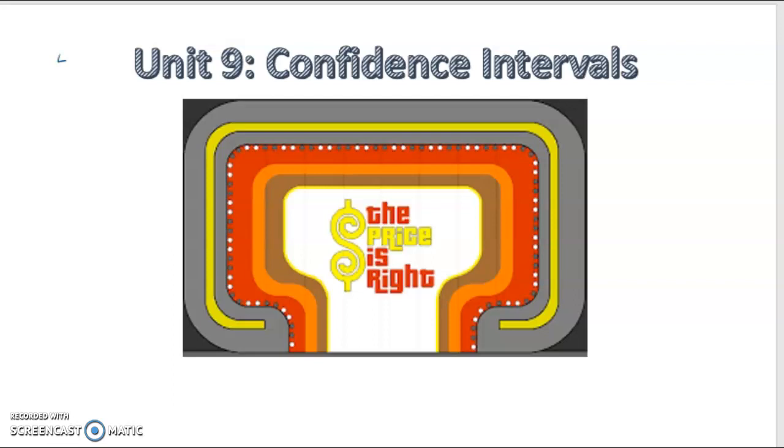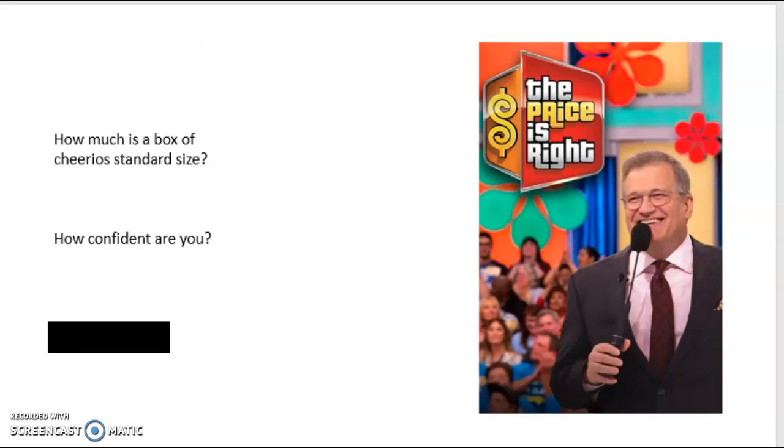So it's a complete right turn away from hypothesis testing, and we're going to now start calculating and doing more algebraic work. So have you ever seen The Price is Right? If you haven't, basically they select people from the crowd and they're super excited to come down and they want them to estimate the cost of an item without going over. So the person who gets closest to the cost without going over has an opportunity to win some money in the game. So let me ask you, how much do you think a standard box of Cheerios is?